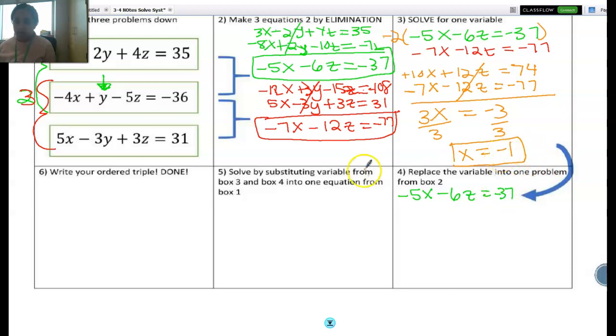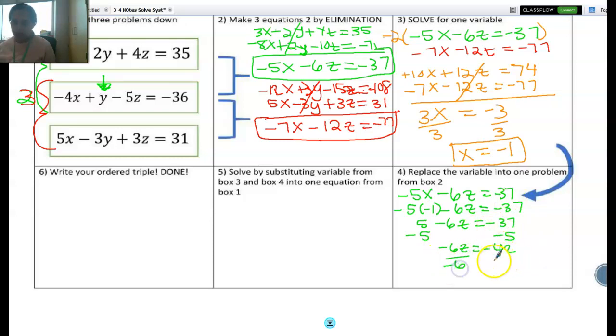But I'm going to plug in -1 for x. And solve. So 5 minus 6z equals -37. Subtract 5 on both sides. -6z equals -42. Oh, the bell rang. So z equals 7.